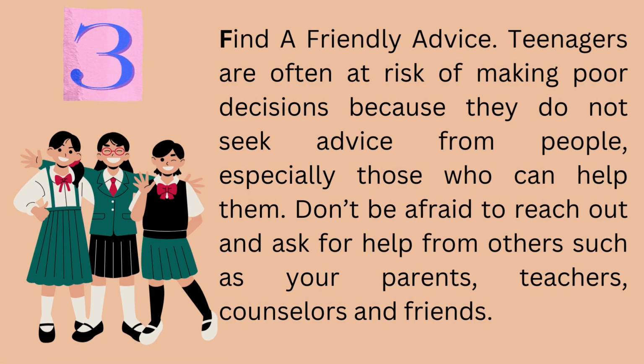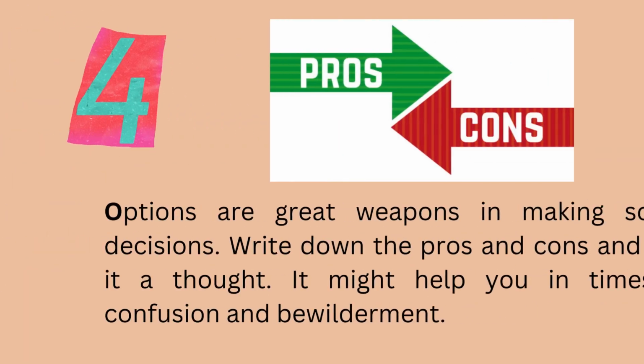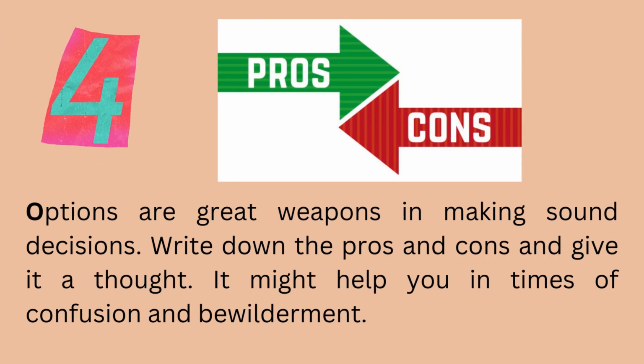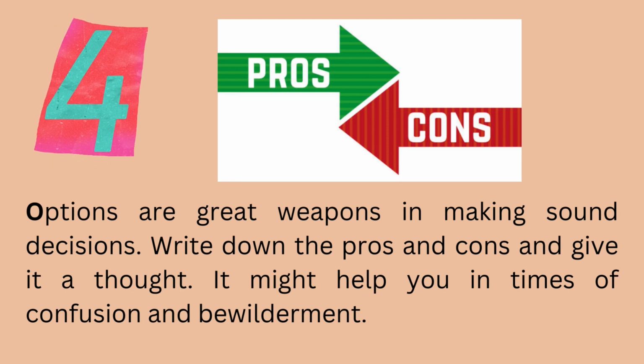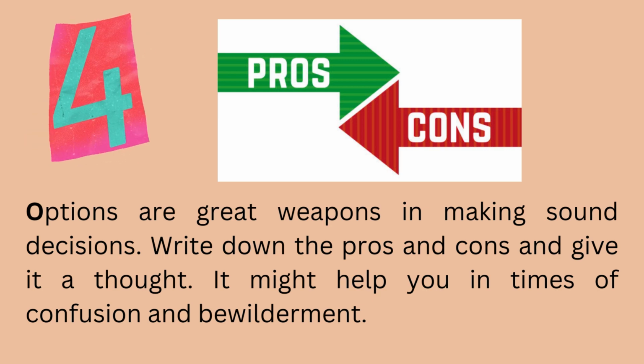Find a friendly advice. Teenagers are often at risk of making poor decisions because they do not seek advice from people, especially those who can help them. Don't be afraid to reach out and ask for help from others, such as your parents, teachers, counselors, and friends. Options are great weapons in making sound decisions. Write down the pros and cons, and give it a thought. It might help you in times of confusion and bewilderment.